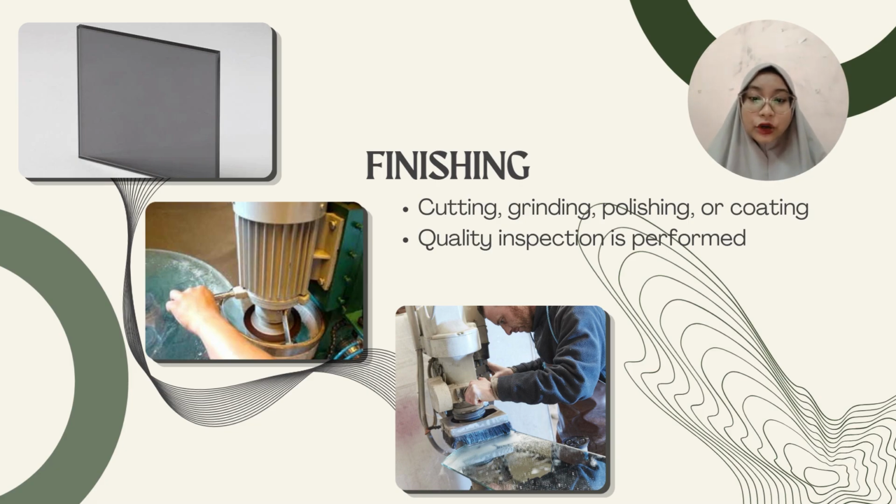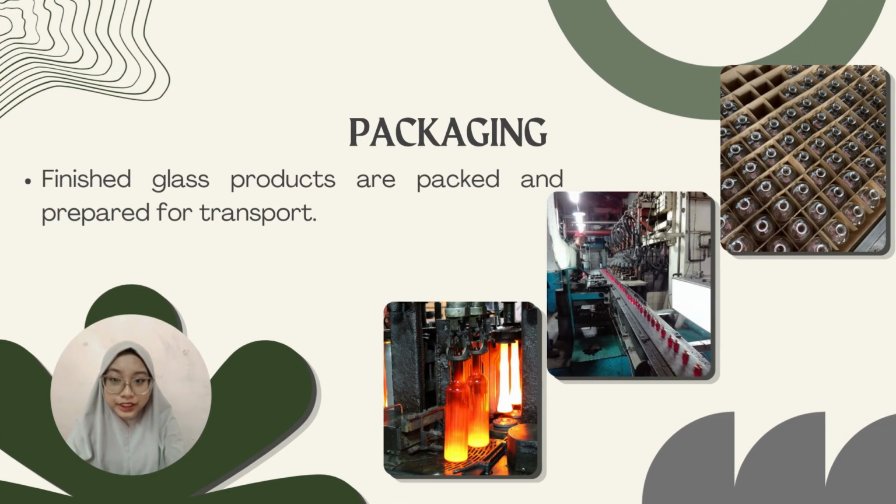grinding, polishing, or coating. Quality inspection is performed to prevent any defects such as scratches, bubbles, or cracks. Last but not least, we will continue to packaging. In packaging, finished glass products are packed and prepared for transport. The glass is cleaned and carefully wrapped with protective materials such as paper, foam, or special film to prevent any scratching and breakage. It is then packed into cartons or wooden crates, labeled and shipped to the customer.